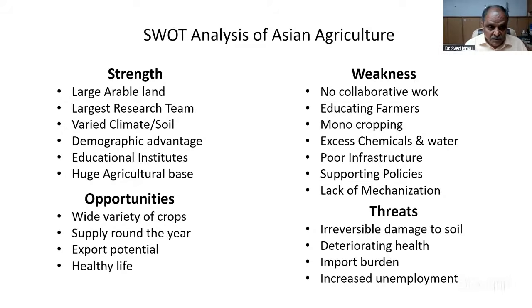We also have a large research team. We have different types of climate and soil than many countries. We also have a demographic advantage, which means a lot of youngsters. Youngsters are graduates and they want to learn and come into agriculture, which is now a deterrent for them because of no technology available and no income available. We have a large number of educational institutions in Asia, especially in India, and we also have a huge agricultural base, which means a lot of people are dependent on agriculture. What are our weaknesses?